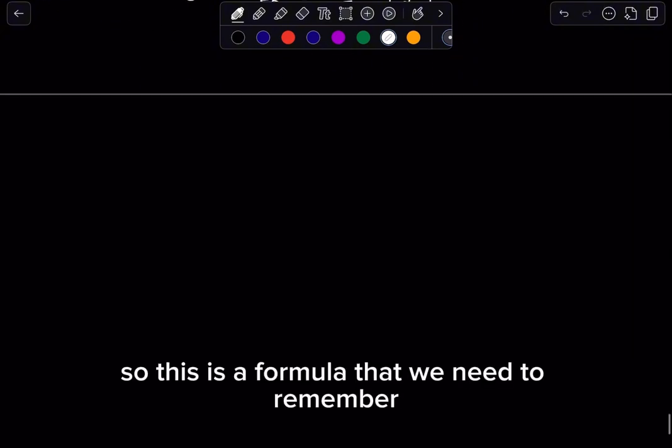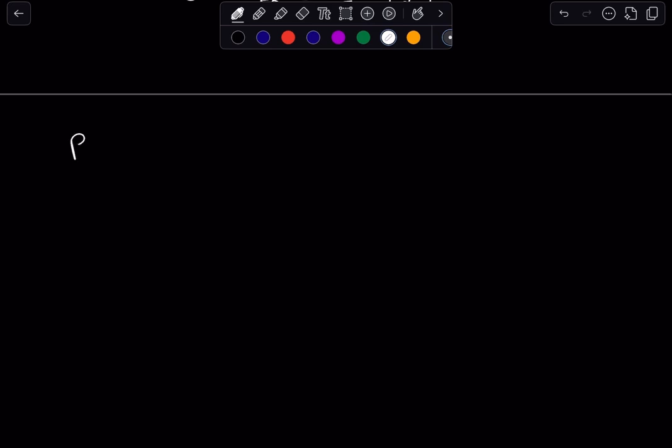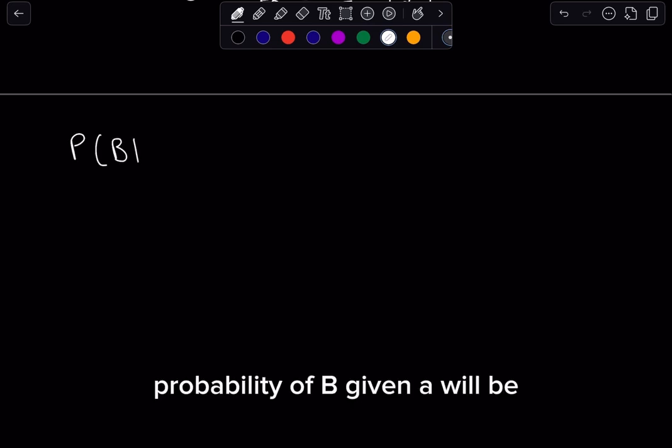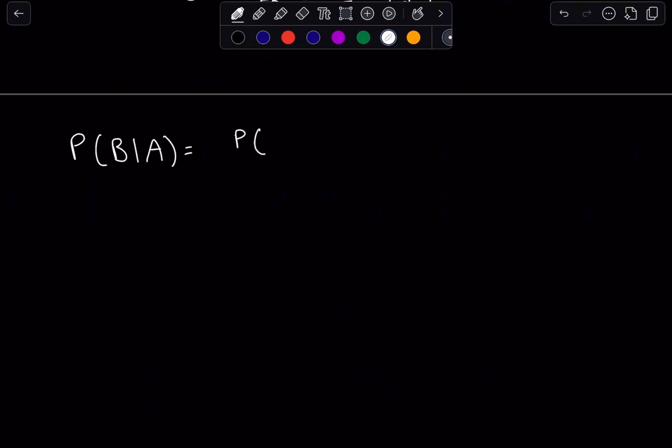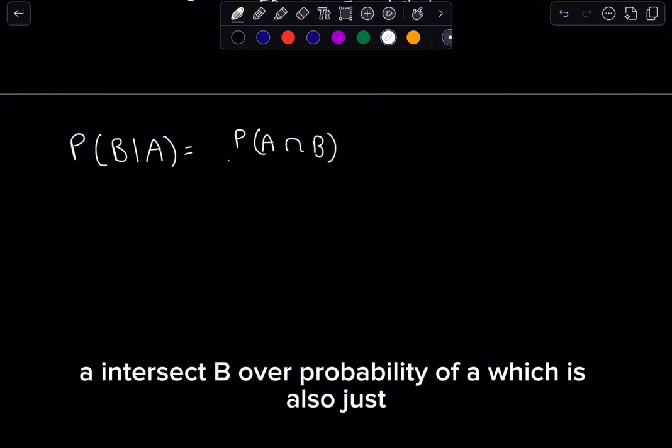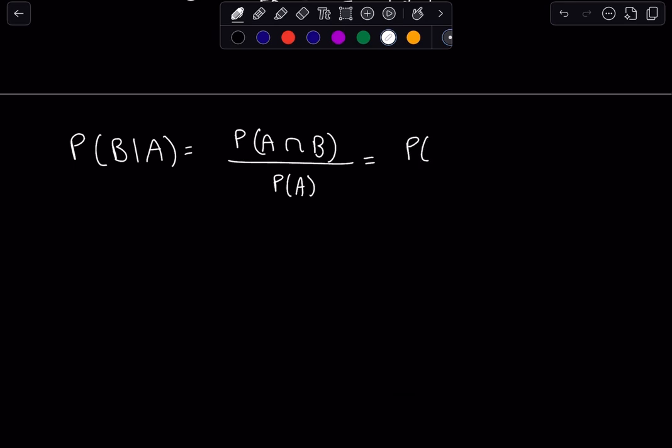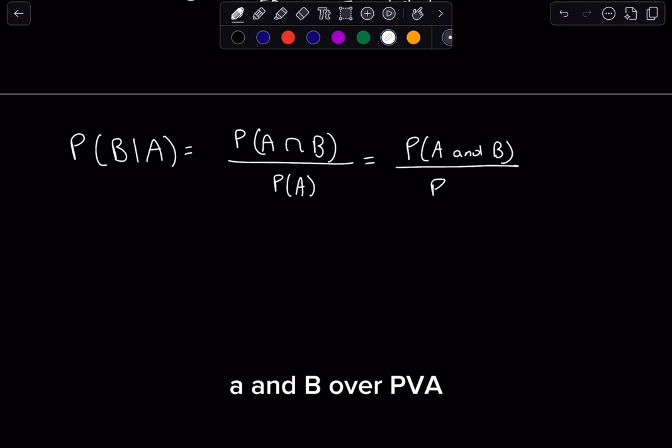So this is a formula that we need to remember. The probability of B given A will be A intersect B over probability of A, which is also just P of A and B over P of A.